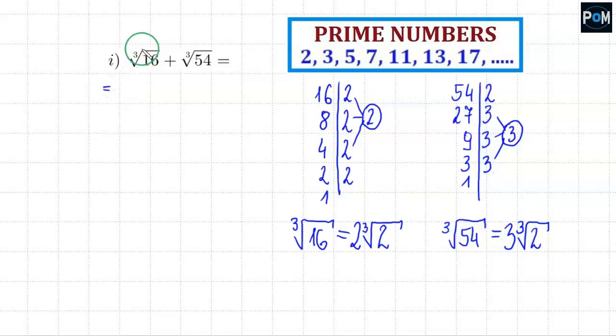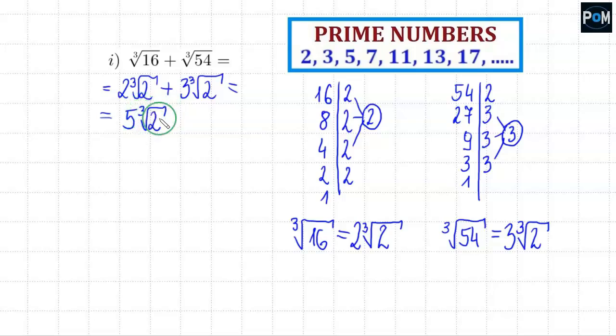I can return here. The cube root of 16 is basically 2 cube roots of 2. And this cube root of 54 is 3 cube roots of 2. So now I have identical roots. Here are 2 of such roots plus 3 of the same roots. From this, I get 5 cube roots of 2.